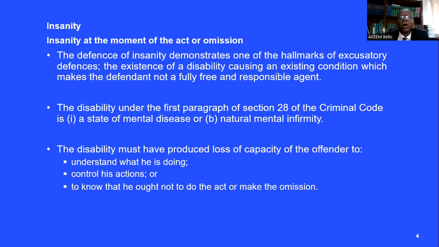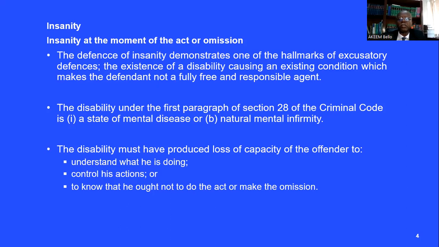Now, the disability under the first paragraph of Section 28, the governing provision on the defense of insanity under the provisions of the Criminal Code, is a state of mental disease or natural mental infirmity. So the disability is described as a state of mental disease or natural mental infirmity. As we go on, we'll look closely at the meaning of these phrases that constitute the disability.